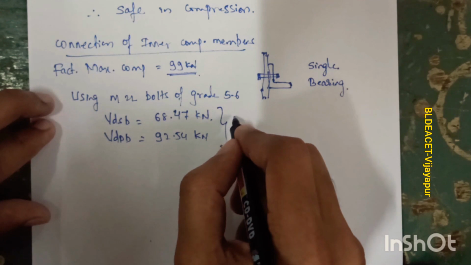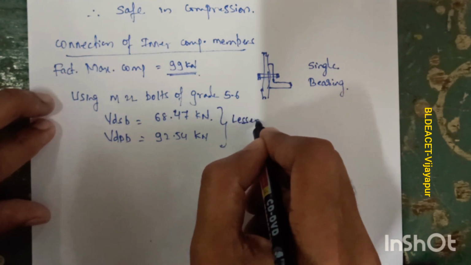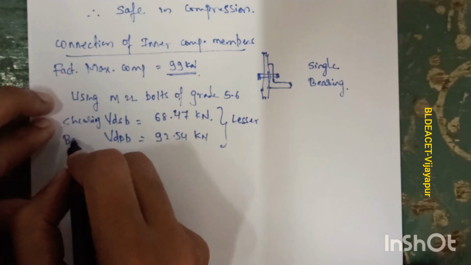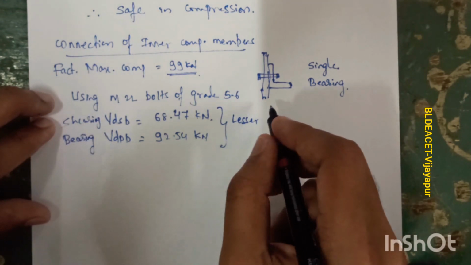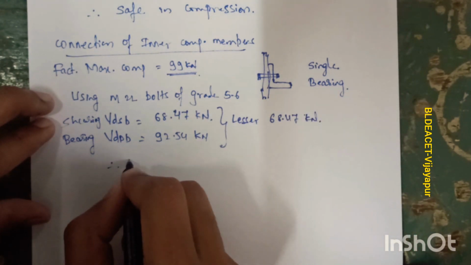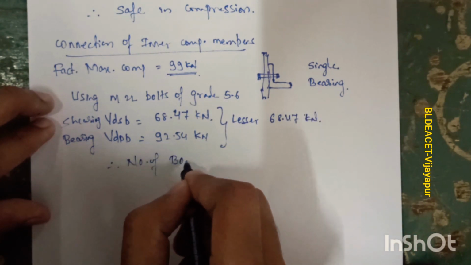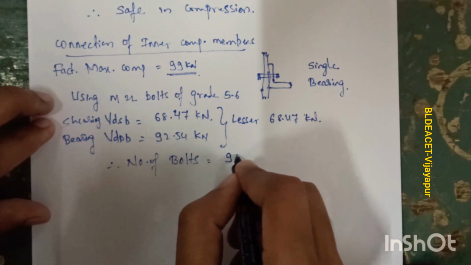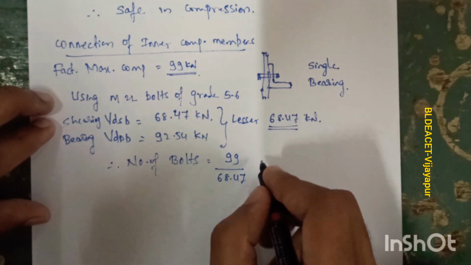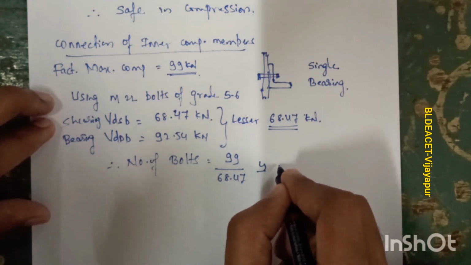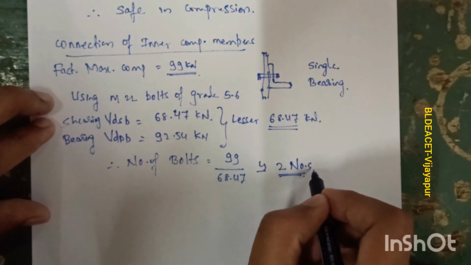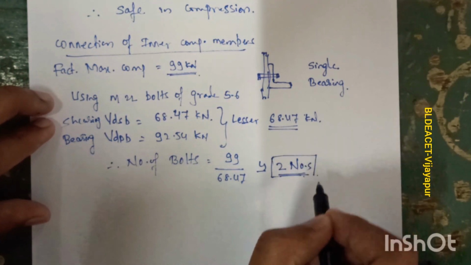Now the design strength of a single bolt will be the lesser of shearing and bearing, which is 68.47 kilo Newton. Therefore the number of bolts will be 99 kilonewton divided by the strength of one bolt, 68.47 kilonewton. So approximately you will be getting 2 numbers. So all inner compression members have to be provided with 2 bolts at both the ends.